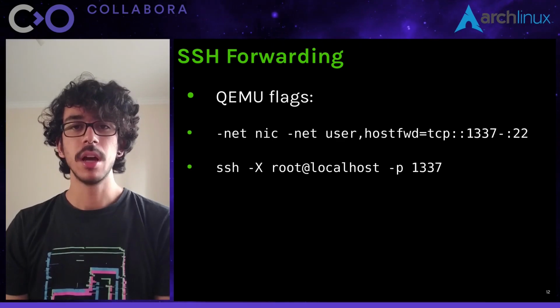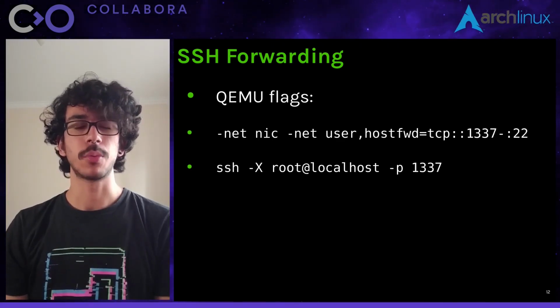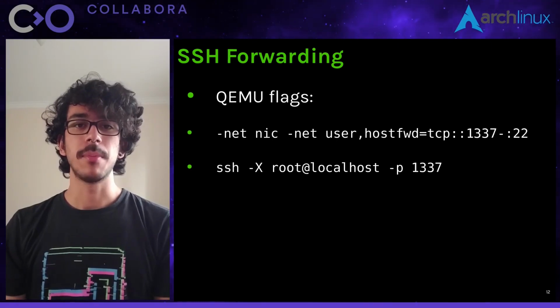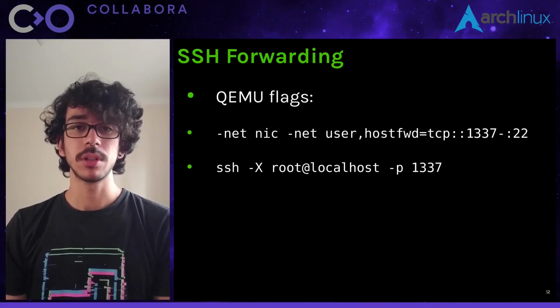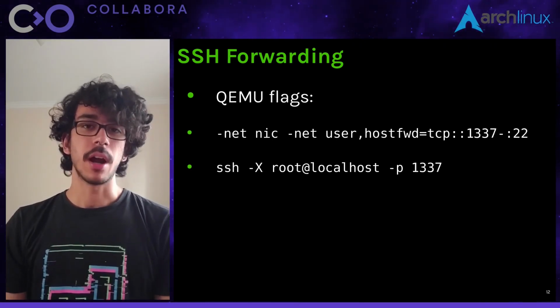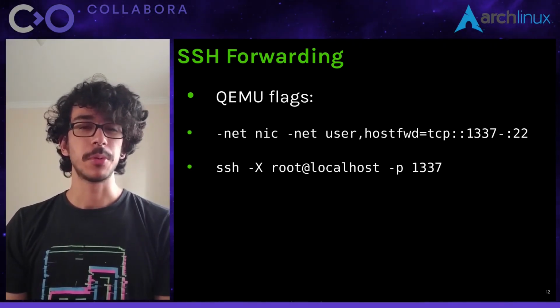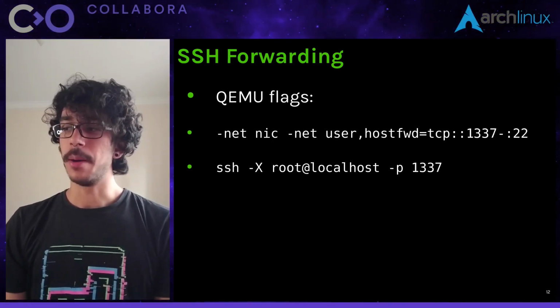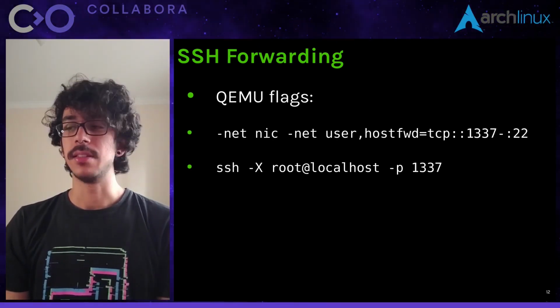For the QEMU flags, you need to create a basic network card. And here we forward the port. You need to forward some port so you don't mess with the host ports. Here I am forwarding the port 1337 to the port 22. So basically this is the setup.